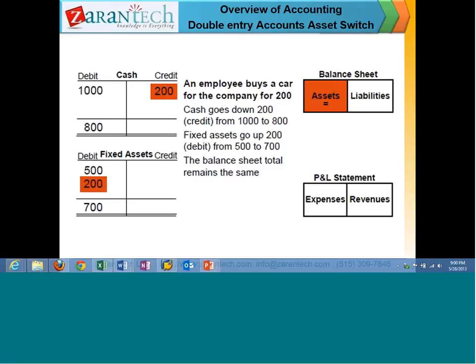Crediting 200, but whereas in fixed asset accounting we are debiting 200. So 200, 200, that is 0. But the balance sheet total remains the same. So this is double entry. We'll take another example.